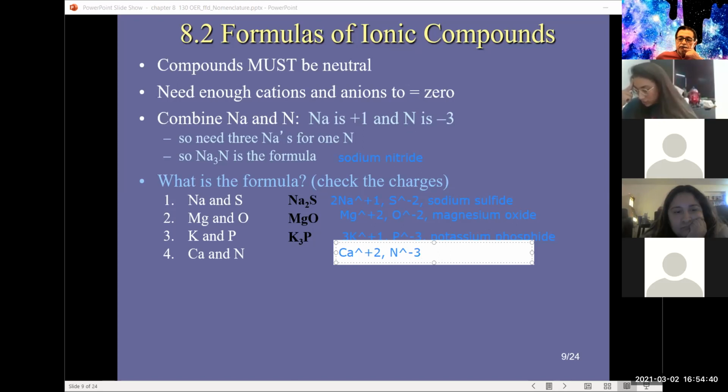So now it's a little bit different, right? Because before it was pretty straightforward. Either I put them 1 to 1, or I had one of the other and I just added more of the other to put them together. But here I have one that is a +2 and one that is a -3. And so I can't simply put them together 1 to 1. If I put 1 calcium and 1 nitrogen together, I have a -1 left over.